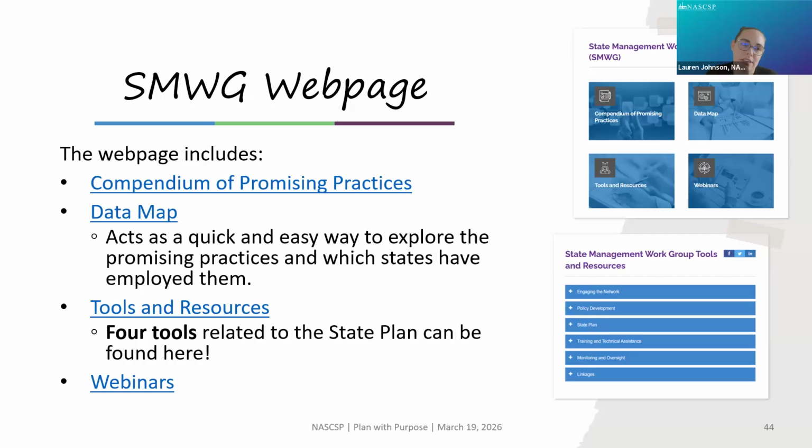And then we also have tools and resources that come along with the state plan. One of them is that state office action plan tool that Hugh kind of spoke to. Another one is a tool that was developed for tracking and closing the loop on some of the comments. So be sure to check out all of these resources before you get started on developing your state plan to help make your job a little bit easier.